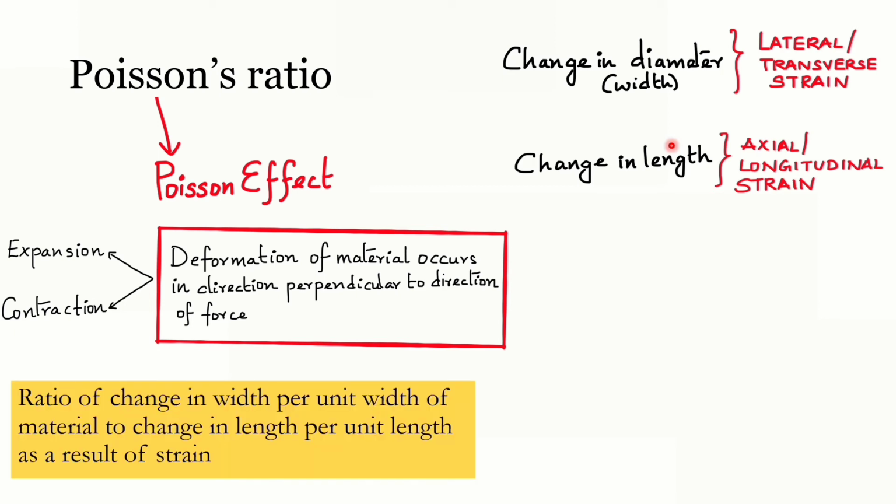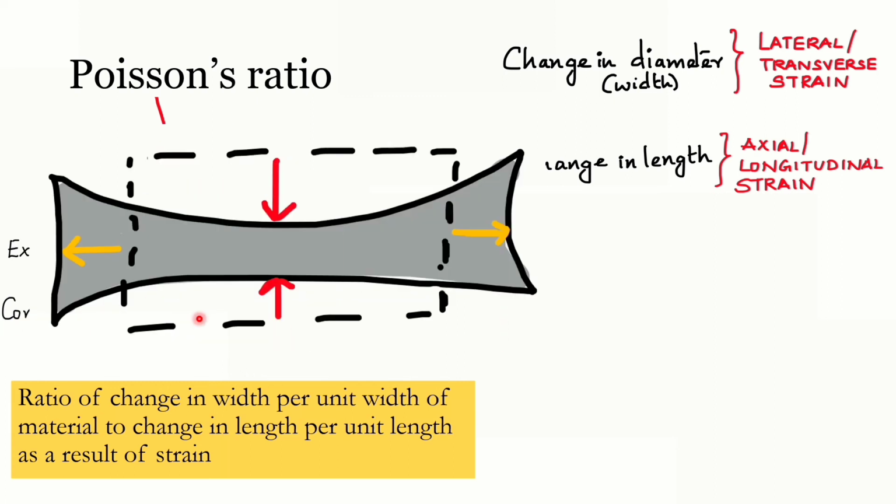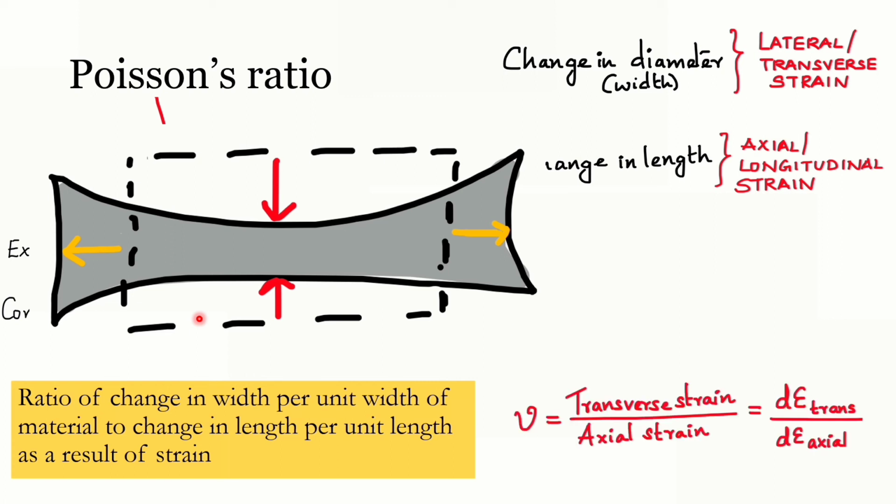Poisson's ratio can be described as the ratio of change in width per unit width of the material, that is your lateral or transverse strain, to the change in length per unit length as a result of strain, which is nothing but the axial or longitudinal strain. So here you have a block of material which, when you give a lateral as well as axial strain, is going to form some kind of deformation. The ratio of these deformations in both planes is what is called Poisson's ratio. So it is just a ratio of transverse strain to axial strain.